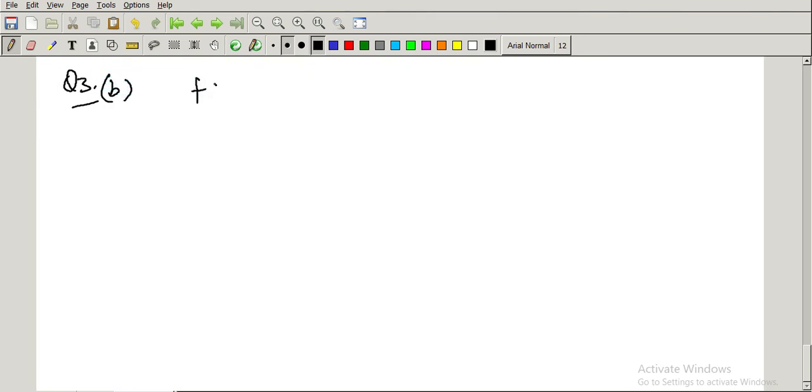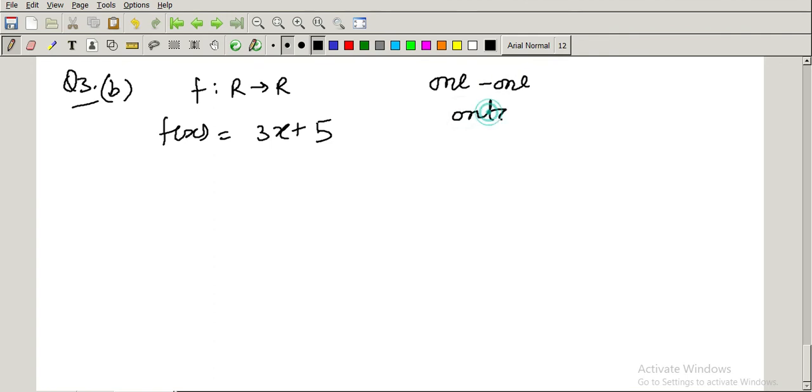It is given like that, f(x) is equal to 3x plus 5, right? 3x plus 5. So this is your question and they have asked you whether it is 1-1 and onto. Prove that it is 1-1 and onto. And they have also asked you to find the f inverse of x. So it's very easy.